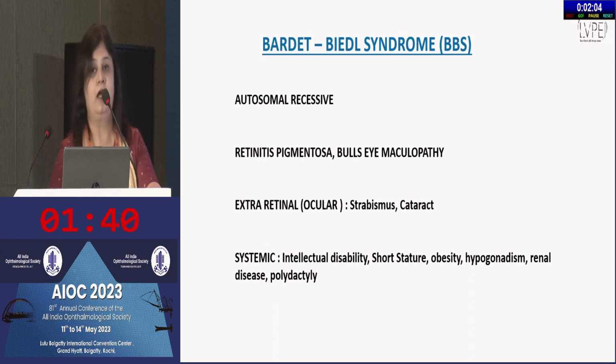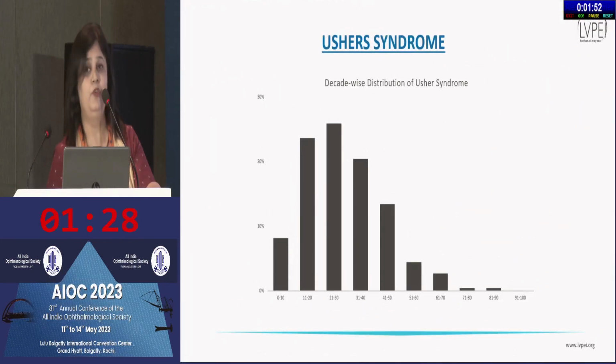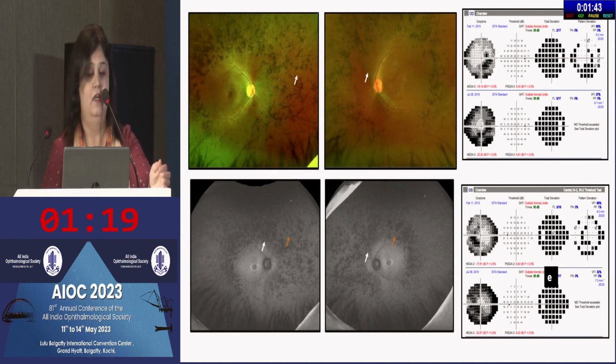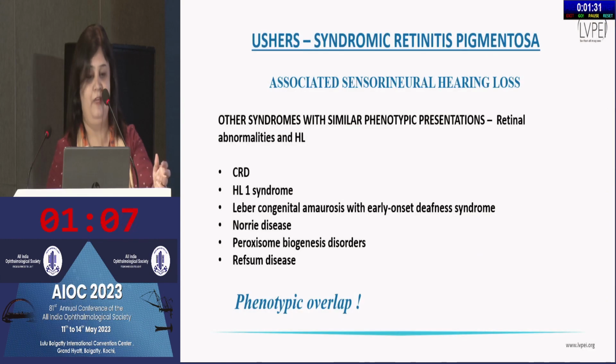So this was a confirmed genetically proven case of Bardet-Biedl syndrome, where we can see it's a syndromic inherited retinal disease. Next, we move on to something which we see more commonly, that is the Usher syndrome. And this bar diagram again shows a decade-wide distribution where it's more common in the second and the third decade of life. So this was a classic case where you can see the features of attenuated vessels and pigmentary retinopathy in the periphery with reduced visual fields in this.